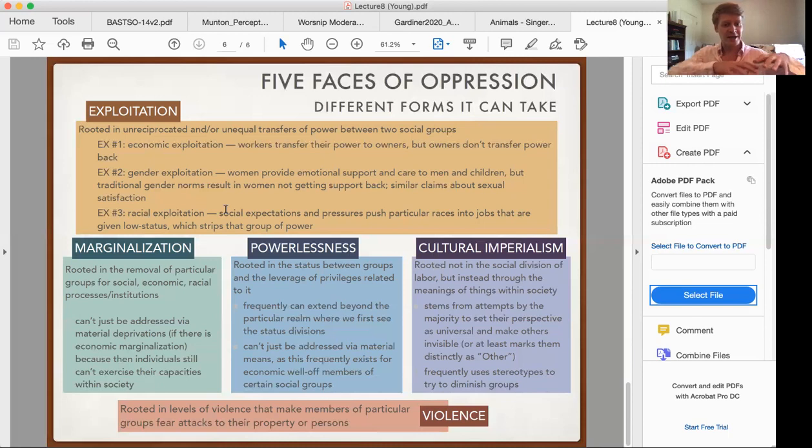So marginalization deals with the removal of some social group from economic or social or political life, right? So, for instance, I think it's good to look at an example. For a long time, courthouses didn't have ramps that went up to the door, right? There were only stairs. And so people who couldn't walk, people in wheelchairs, the elderly, these folks were excluded or marginalized from participating at the courthouse, right?